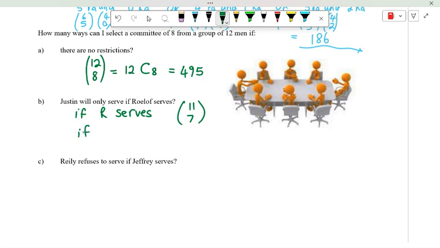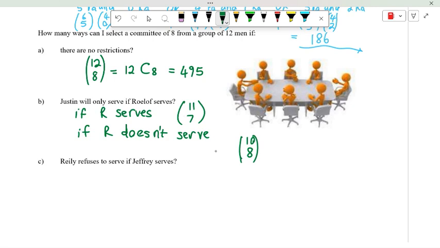If Roelof doesn't serve, and these are the only two possibilities, he either serves or he doesn't serve. If Roelof's not on the committee, then we need 8 people, but in fact we can only choose those 8 people from 10 people. And the reason we can't choose from more than 10 is Roelof's not available, and Justin's not available. Because if Roelof's not available, then Justin refuses to serve.